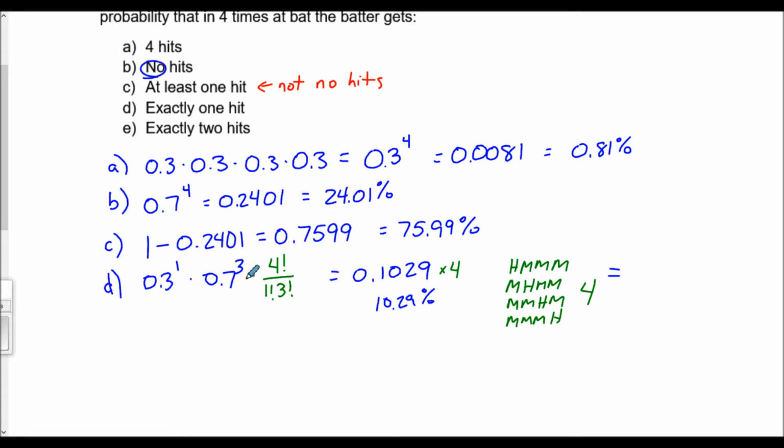Total probability that this person would get exactly 1 hit. So that comes out as 0.4116, or a 41.16% chance.